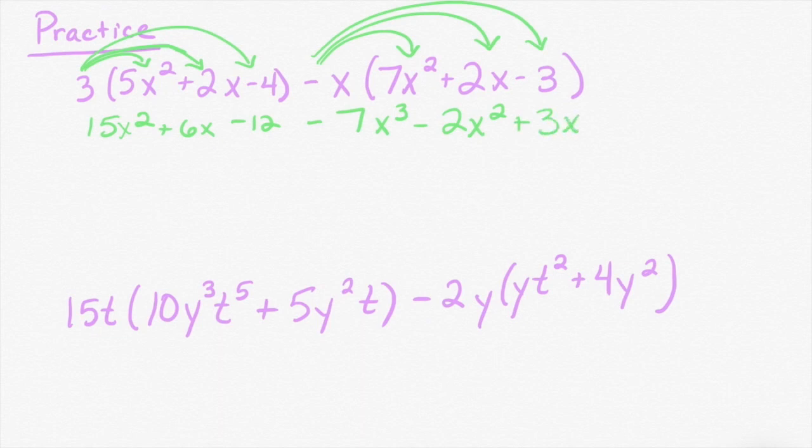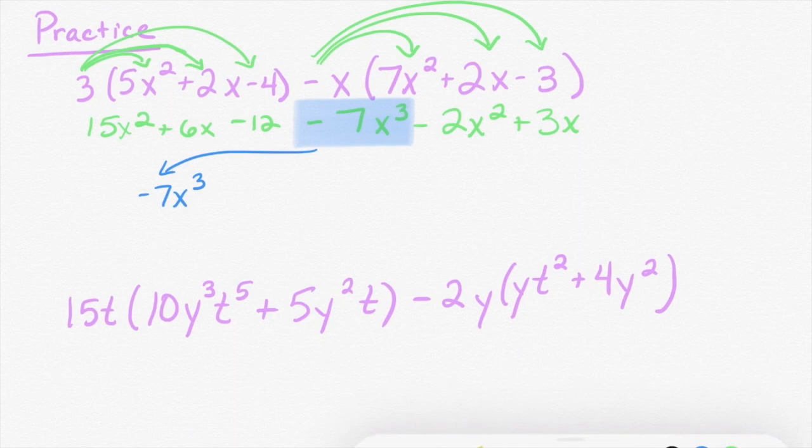And now we do what we did on Friday, which is, do we have anything we can combine? We start with the biggest exponent, which is x cubed. Is there anything else in the problem that is x cubed? No. Okay, then we look at the next biggest, x squared.